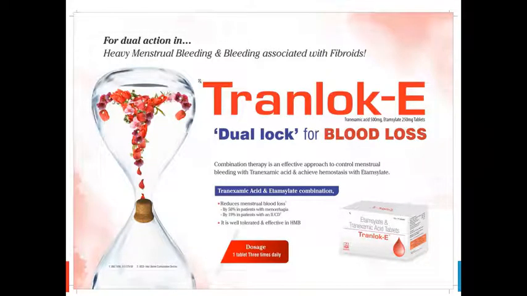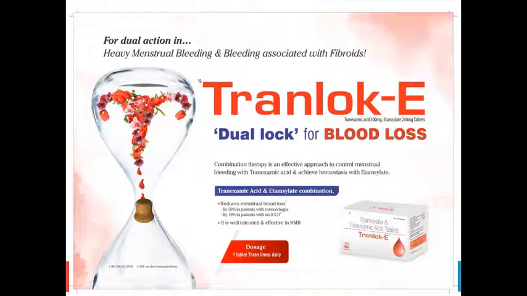Doctor, the combination therapy is an effective approach to control menstrual bleeding with tranexamic acid and achieve hemostasis with etamsylate. Tranexamic acid and etamsylate combination reduce menstrual blood loss by 50% in patients with menorrhagia, by 19% in patients with IUCD. It is well tolerated and effective in HMB. Doctor, the dosage is one tablet 3 times a day.